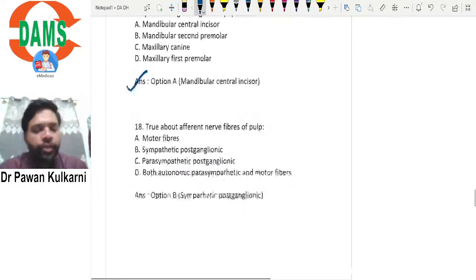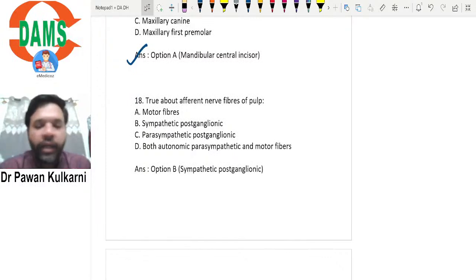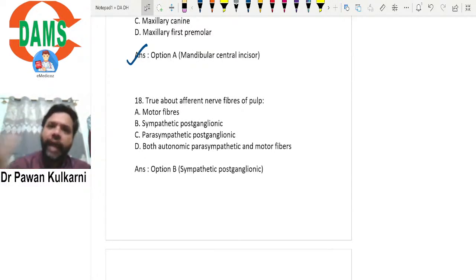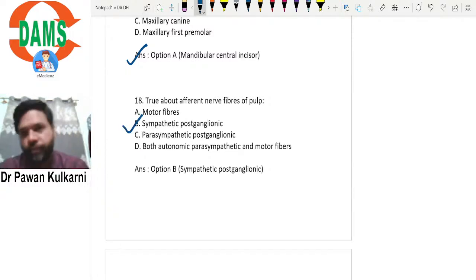Let us move to the 18th question. True about afferent nerve fibers of pulp. Okay, afferent nerve fibers of pulp means the fibers which come to the pulp. Efferent means which go away from the pulp. What are they mainly? So the afferent fibers are mainly the sympathetic postganglionic.